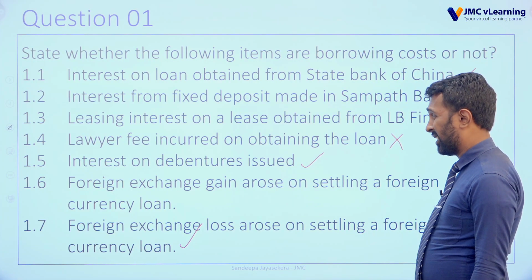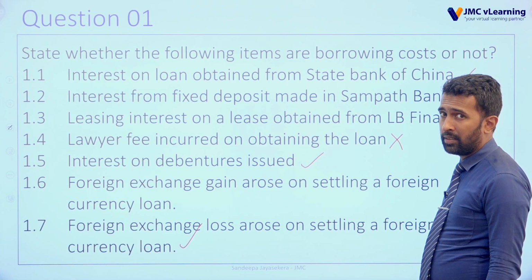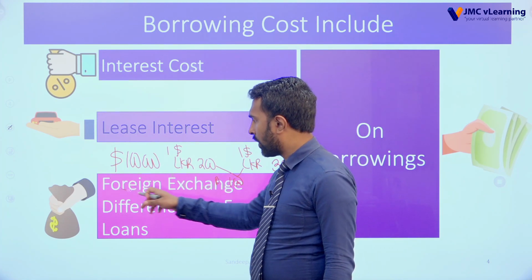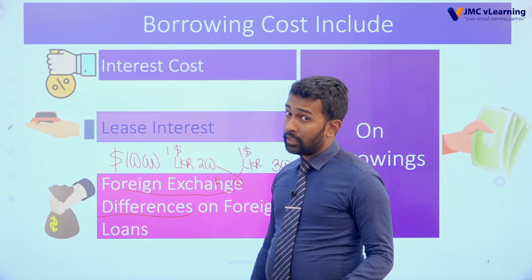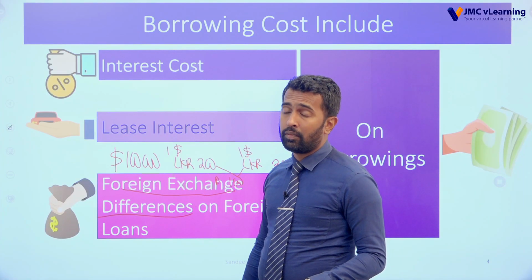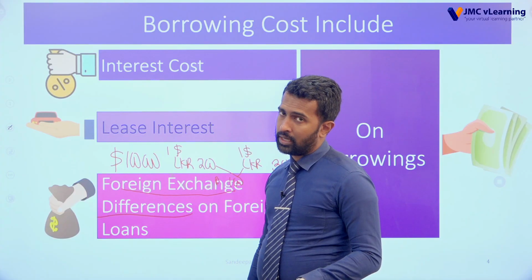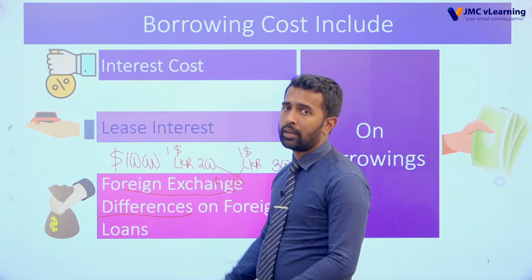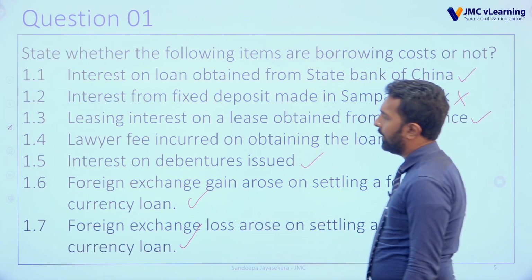How about a gain? Foreign exchange gain. What do you think? Look here. The standard says foreign exchange differences. It doesn't specifically say foreign exchange losses. So there can be a situation where it is a gain, and still you have to factor that under the borrowing cost. So this is also part of it.